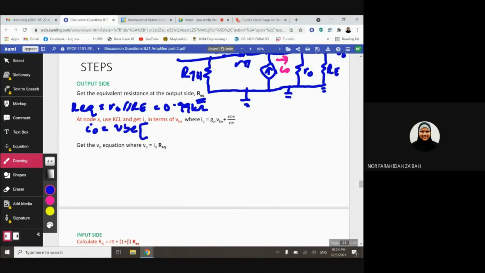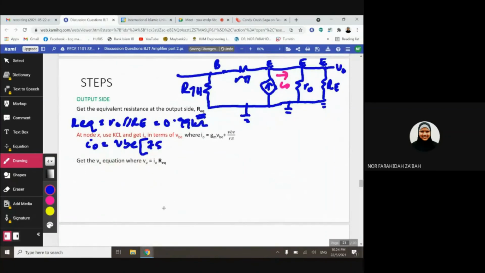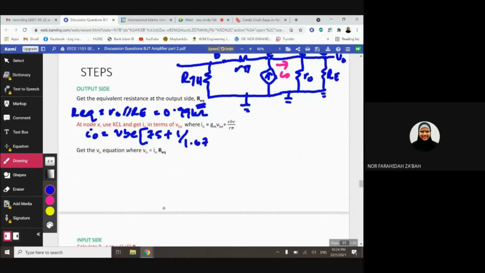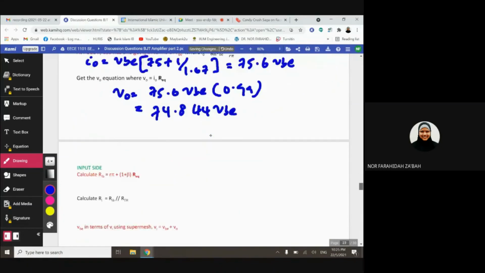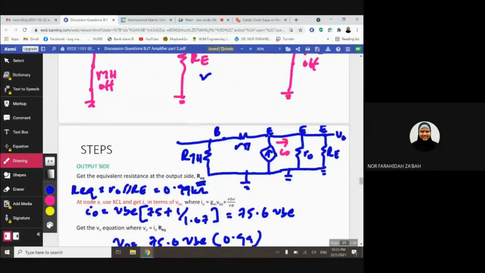And then I naught is equivalent to VBE times GM, which is 75.6 VBE. So V out is equivalent to 75.6 VBE multiplied with 0.99, so you have 74.844 VBE. Okay, so that's my V out. And you can see my V out is positive. Why is it positive? Because it will go in this direction, kan, and plus minus is the same as in the question. So that's why your V out is positive.